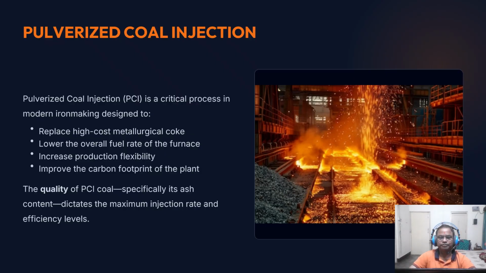So let us focus on the strategic role of the PCI. What exactly does it stand for? So PCI coal injection is, we can say, in other words, the heartbeat of the modern iron making. So our goal is clear. We have to replace expensive metallurgical coke, slash the overall fuel rate, and gain the production flexibility. We need to stay competitive also by doing all these.